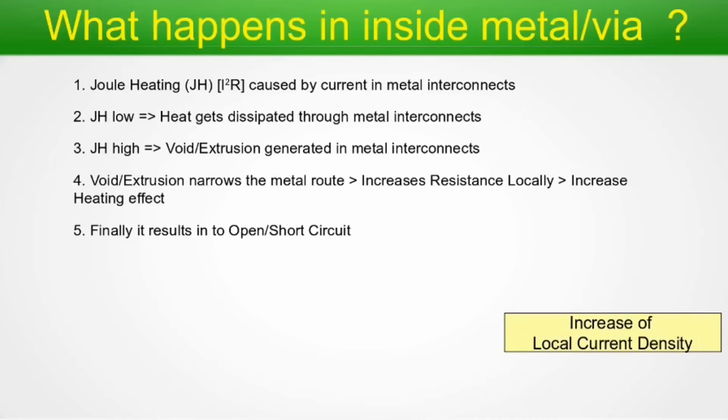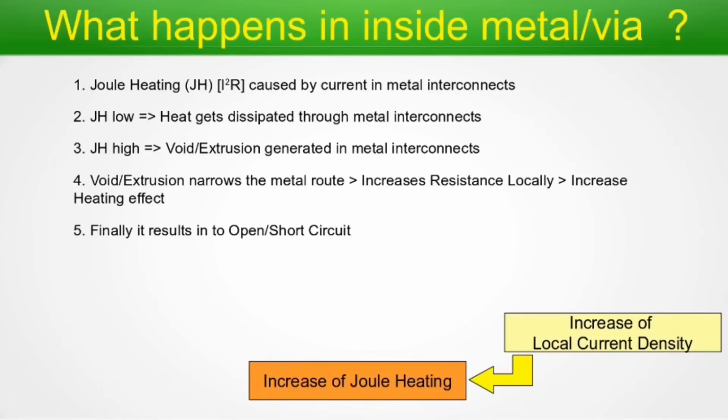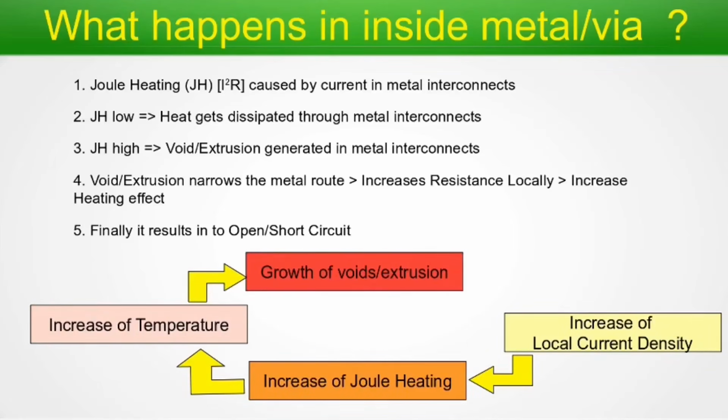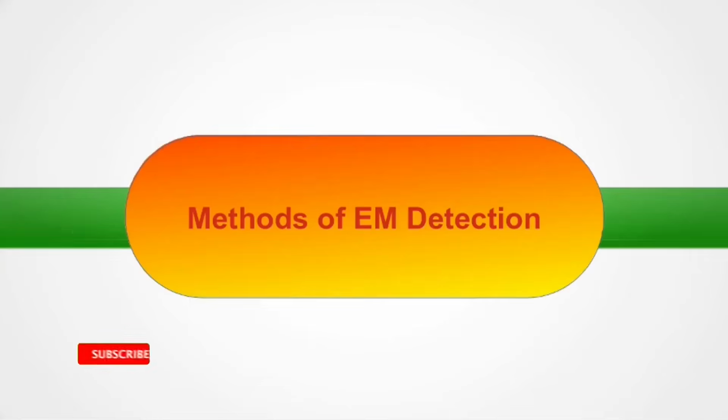Let's see pictorially what happens. First, there is an increase of the local current density. This causes an increase in Joule heating. This in turn increases the temperature. This starts the growth of void or extrusion. Now, these last two steps, marked by red arrows, keep going in a positive feedback loop, and finally whatever was getting created, void or extrusion, causes a disconnect or a short circuit, and the circuit performance is damaged. In between, the performance is slowly degraded.